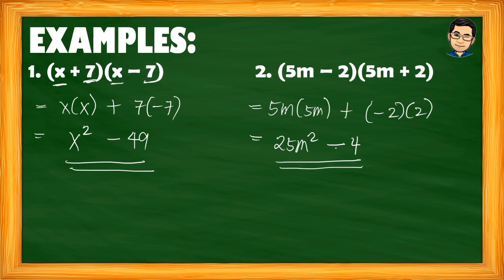So that's how you do it. So yun lang po yung process ng product and sum and difference of two terms. So multiply the two first terms plus the product of the two last terms.